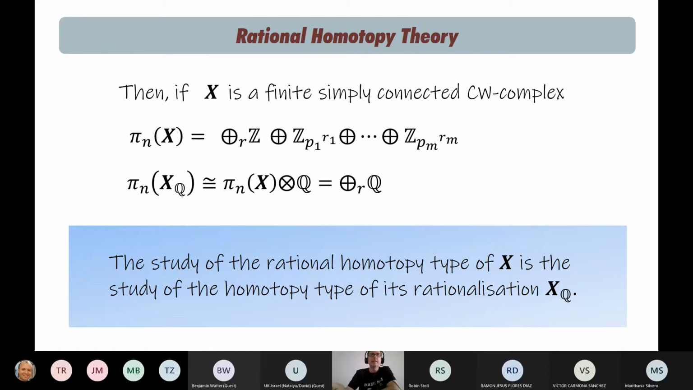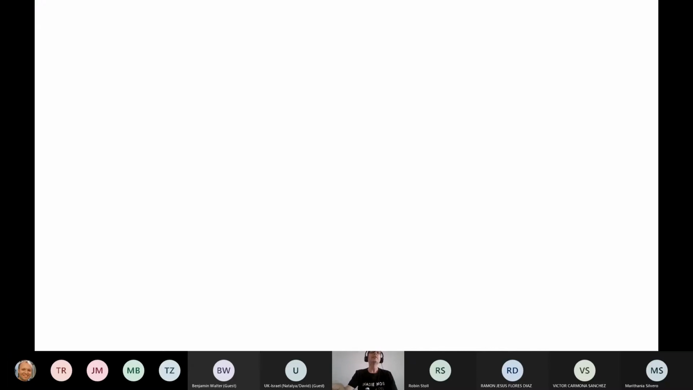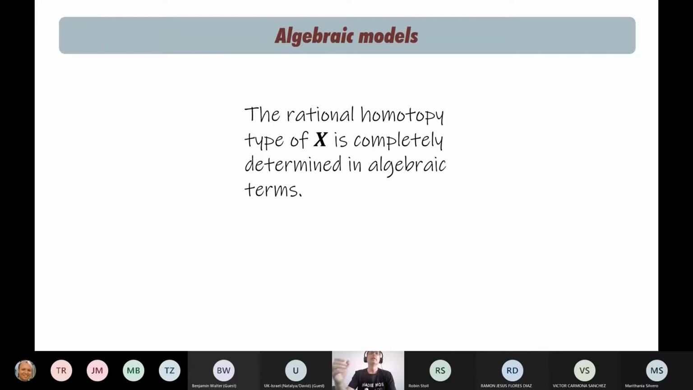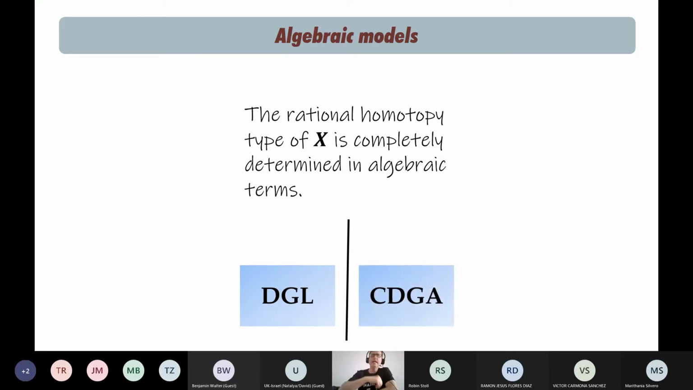In fact, rational homotopy theory is simpler because we also have algebraic models. These algebraic models describe completely the rational homotopy type of a space X. Traditionally, we have these models in two categories: the category of differential graded Lie algebras, which is the approach of Daniel Quillen in the 60s, and the category of commutative differential graded algebras, which is the approach of Dennis Sullivan.